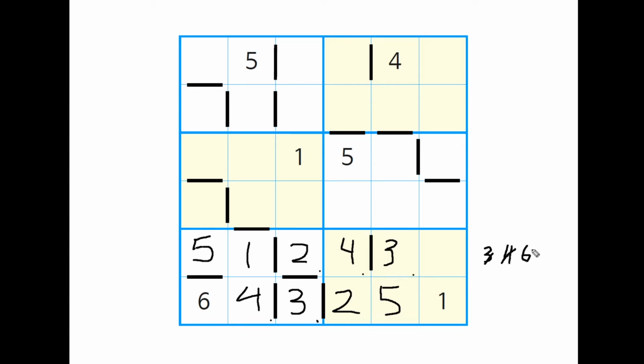Now, the last remaining number is 6, we can just place here. Great, we've completed 2 out of 6 blocks. Let's move on to this block here.